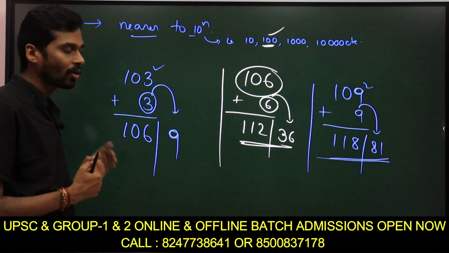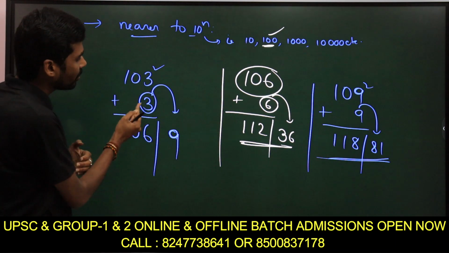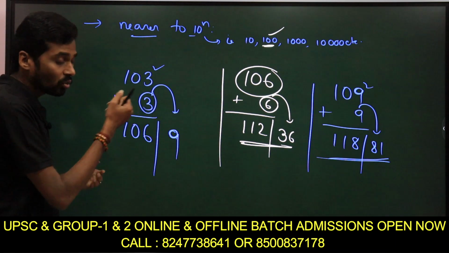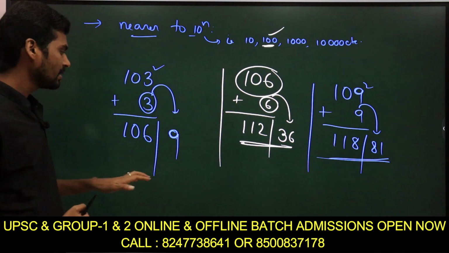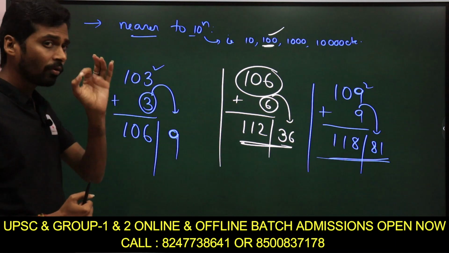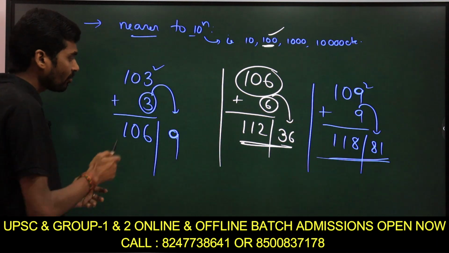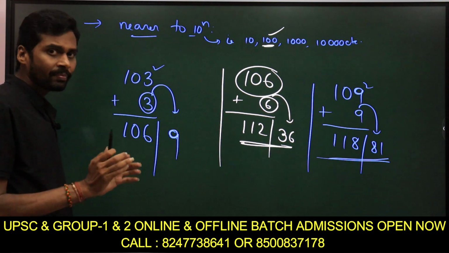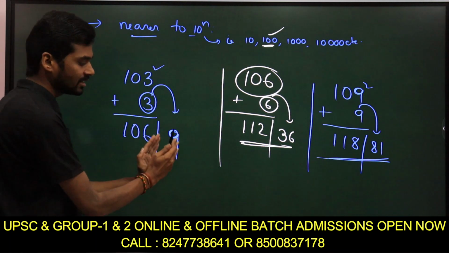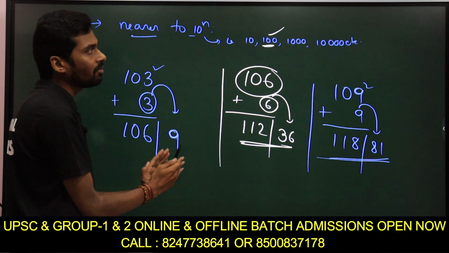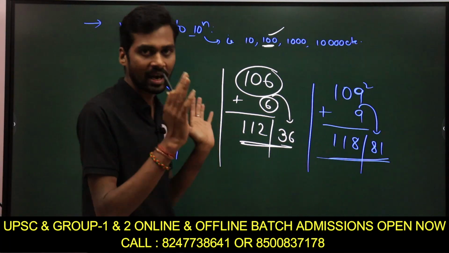103 plus 3 is 106. After that we have to square the 3. 3 square is 9. But this is not your final answer. Remember one very, very important point here. While squaring, always make sure that the number of digits in the right side part is equal to the number of zeros in the base value.